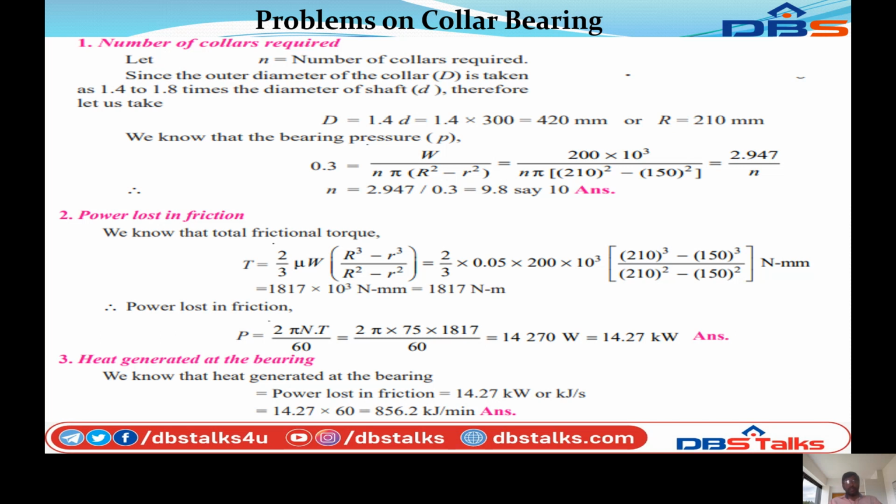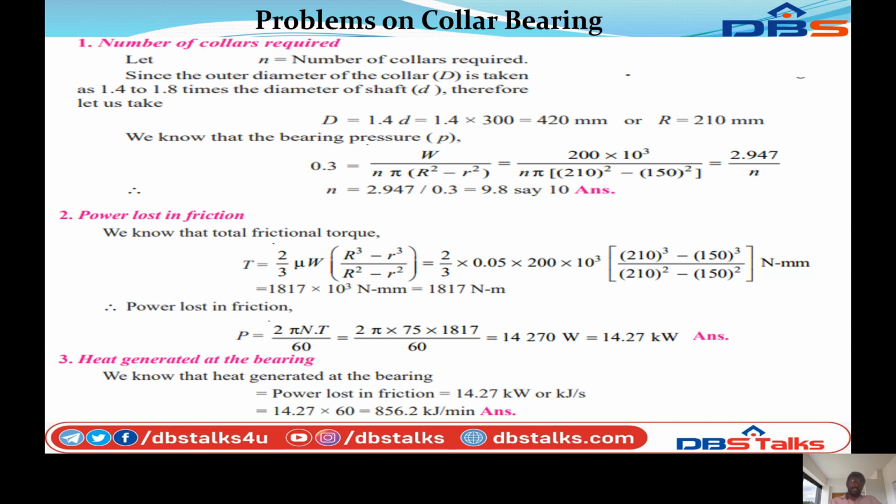So substitute in the values. Bearing pressure p equals 0.3, weight 200 into 10 cube by n into pi into, n is not given, so n will be calculated, pi into R 210 whole squared minus r 150 whole squared. Finally, 0.3 equals 2.947 by n. Therefore n equals 2.947 divided by 0.3, that equals 9.8. This is rounded to 10. Therefore n is equal to a total of 10 collars.